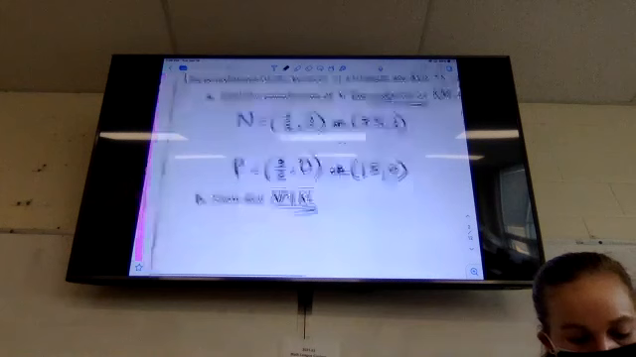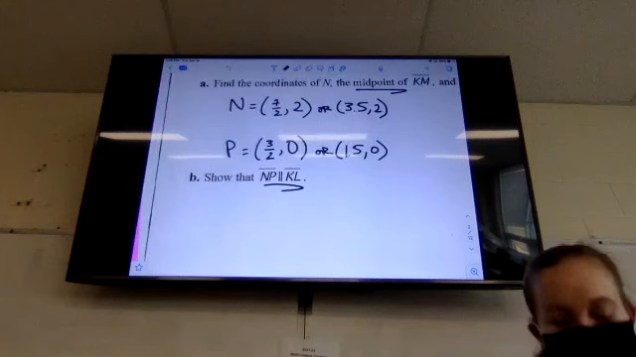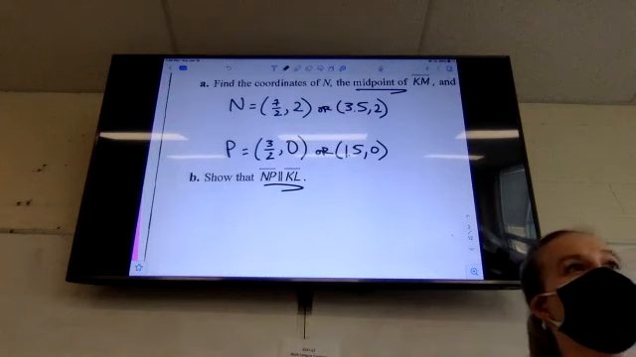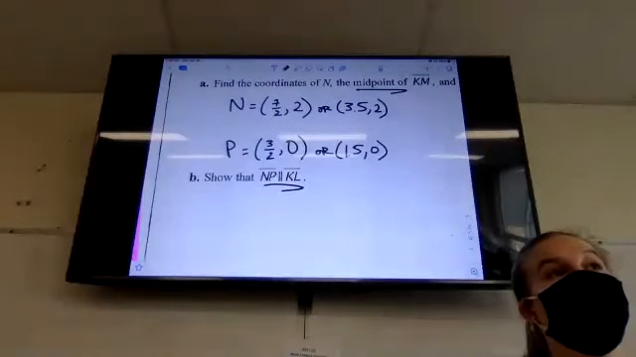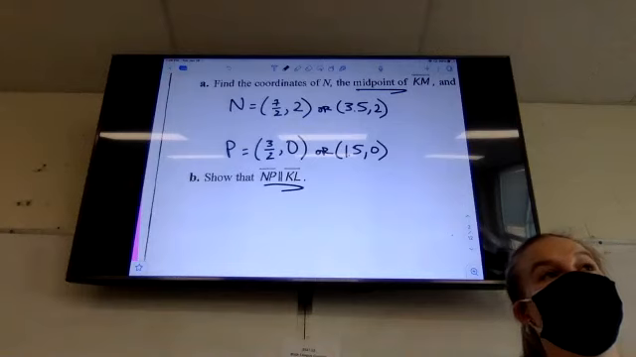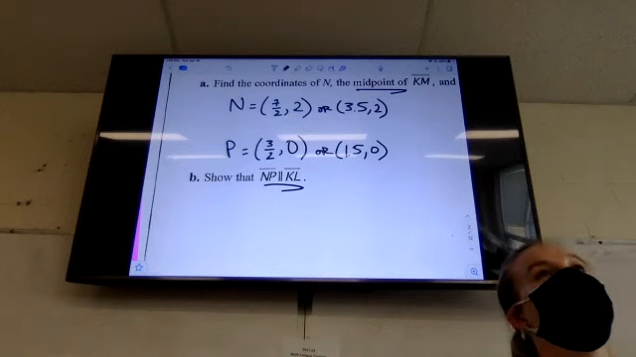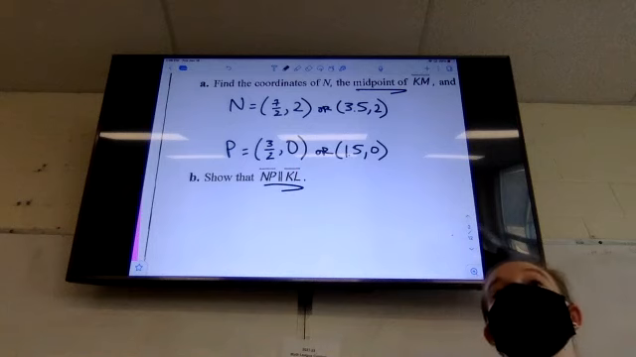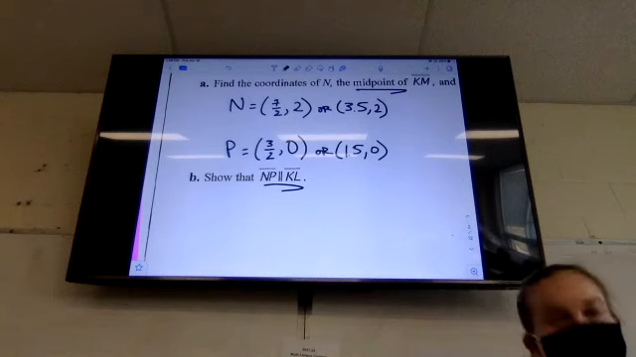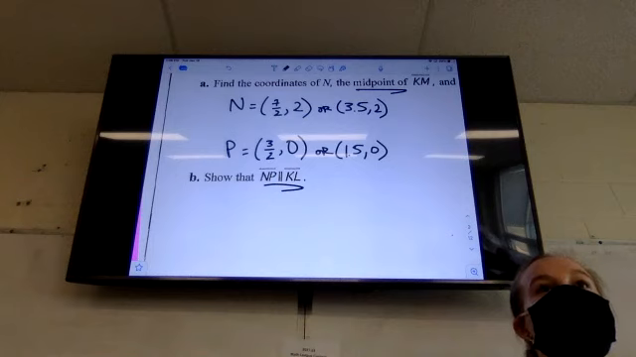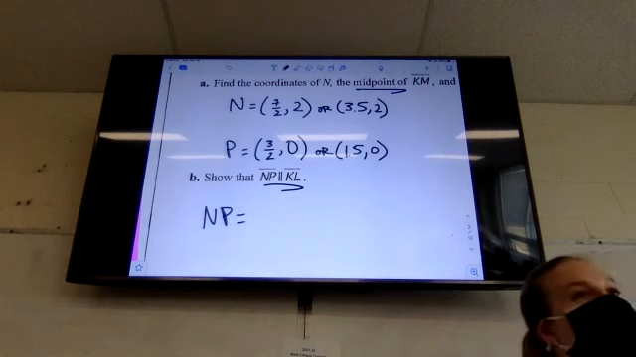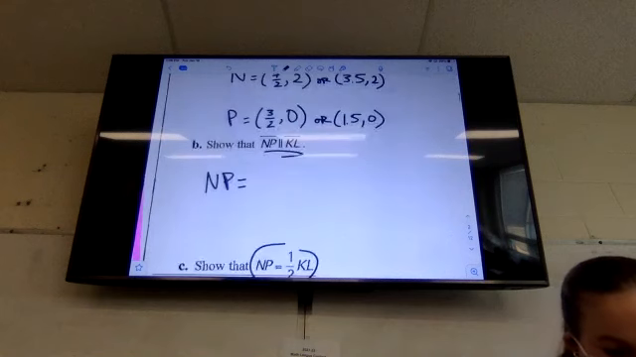All right, cool. Next, it says show that NP is parallel to KL. What do we know about parallel lines? What's special about parallel lines? Yes, they have the same slope. So how can I know if they're parallel? Just find the slope, right? Girls, can you find the slope of NP? Boys, can you find the slope of KL?